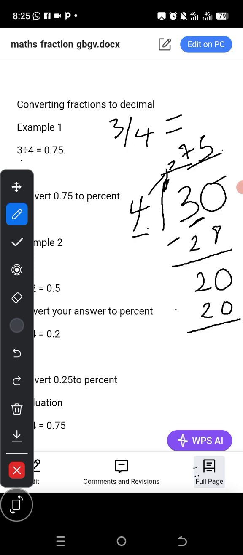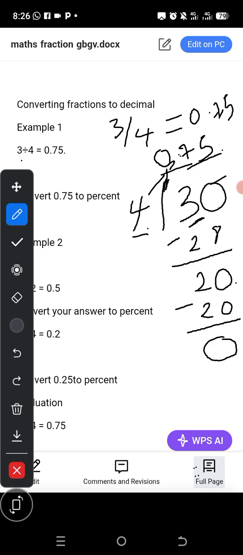Then you do the same thing, you subtract again. When you take away 20 from 20, you are going to have 0. Your final remainder is 0. Since you're already having 0, you can therefore put the decimal point in front of this 7, then you have 0.75. So your final answer is 0.75. You have successfully converted 3/4, which is a fraction, to decimal. So this is how to convert a fraction to decimal.